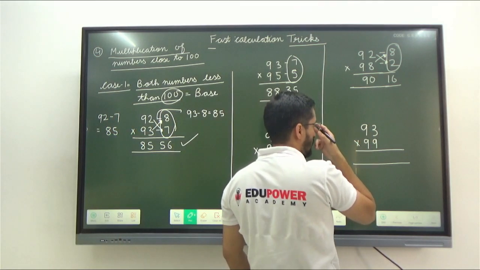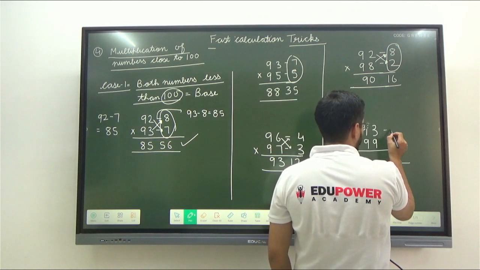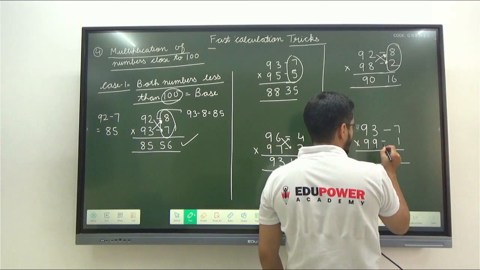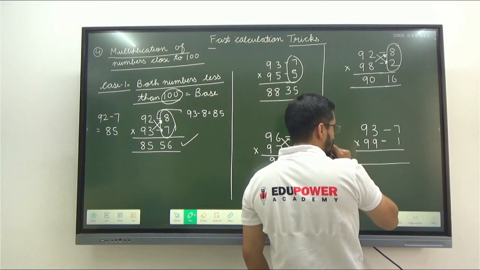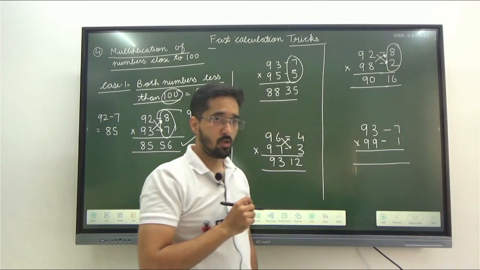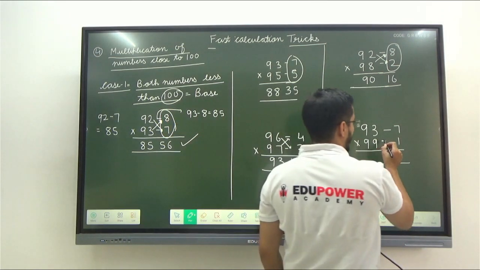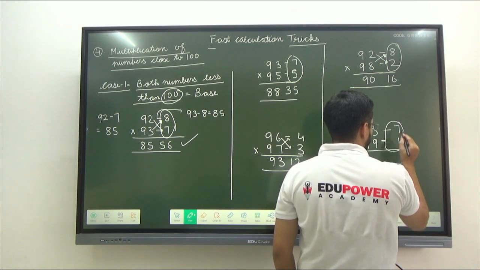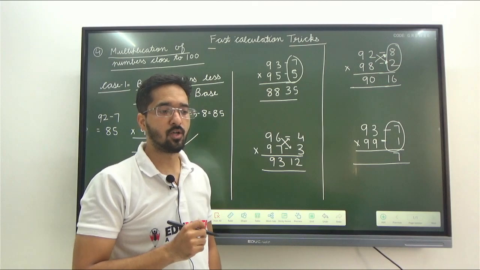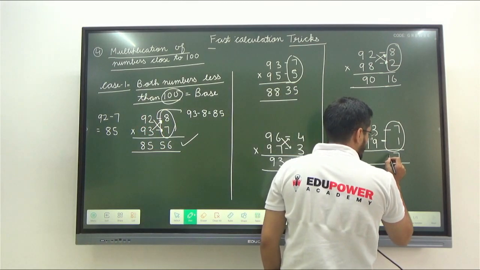This question, how do we solve? 93 is minus 7, 99 is minus 1. Now when we multiply minus 7 by minus 1, we get 7. But we are not going to write it as 7, we are going to write it as 07.